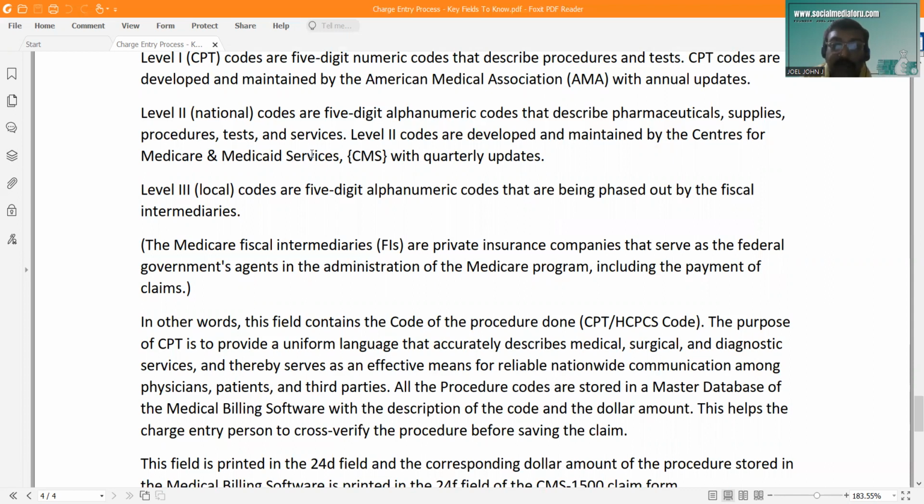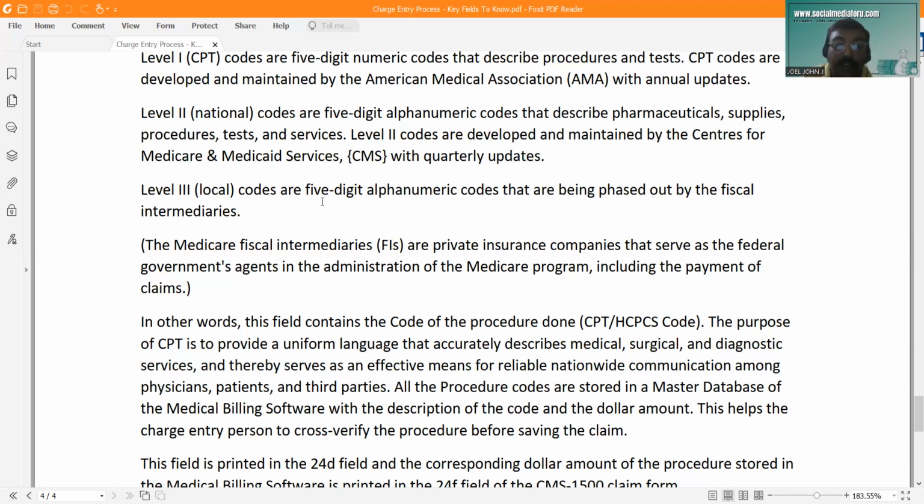And if they need a thermometer, a pressure checking machine, or a sugar/diabetes level blood sugar testing machine, if it's really a medical necessity, those will be given by Level 2 national codes. These are maintained by the CMS. CMS stands for Centers for Medicare and Medicaid Services, and these are updated every quarter. They update this list. So this is also a very important question for senior level people.